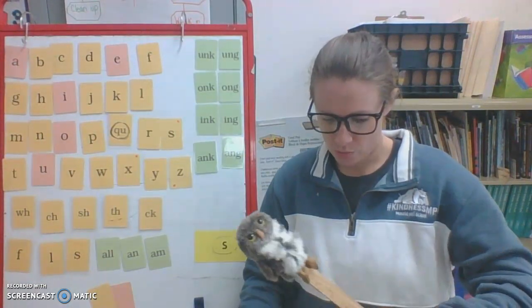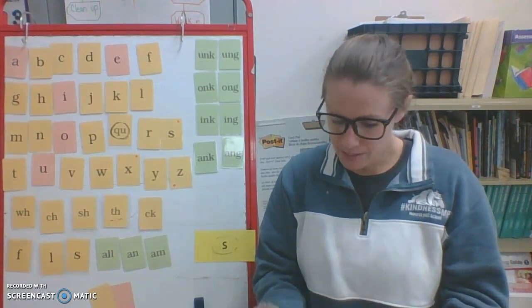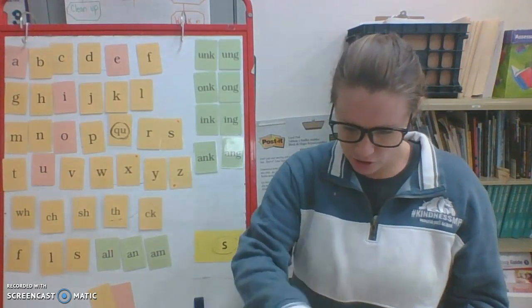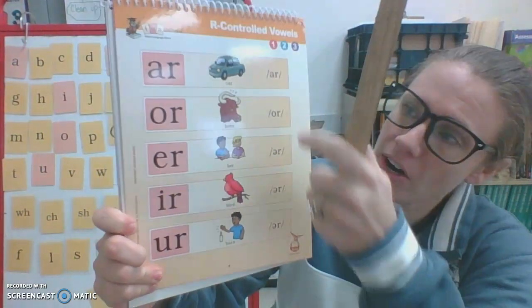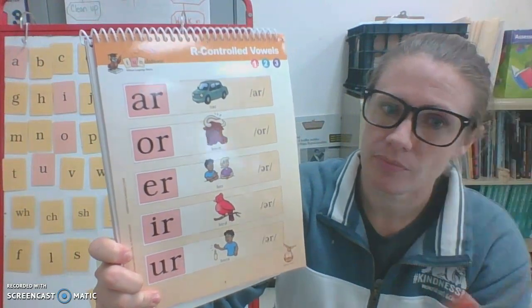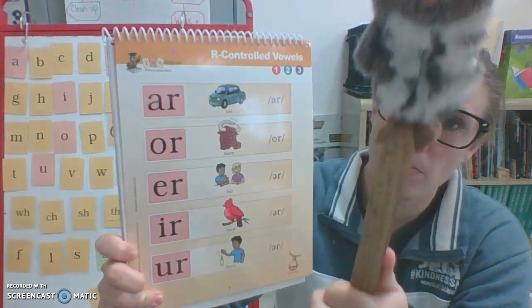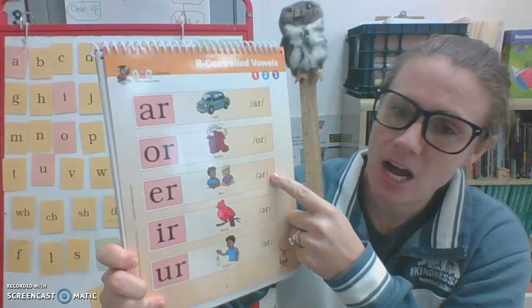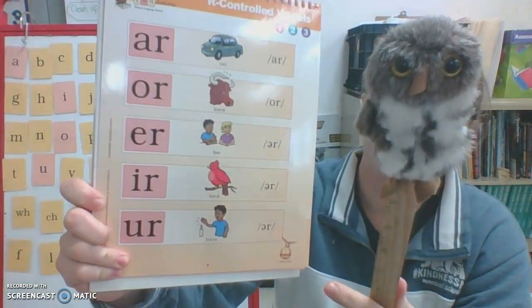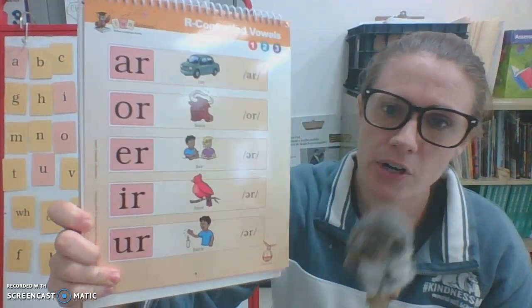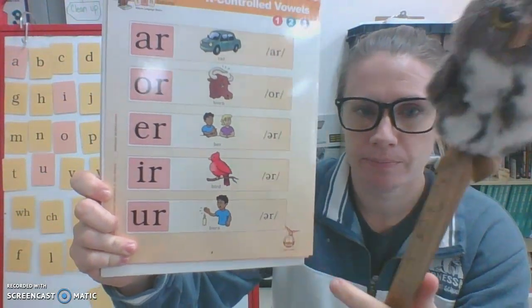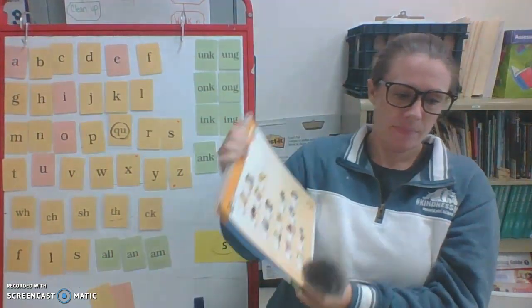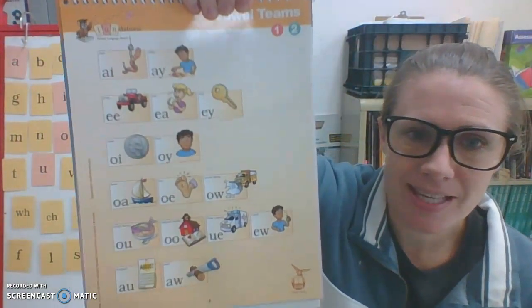R control. Remember that controlling letter R, that when it comes after a vowel, it changes the way it sounds. Here they are. AR, car, R. OR, horn, or. ER, her. IR, bird. UR, burn. Nice job. And we have our vowel teams.